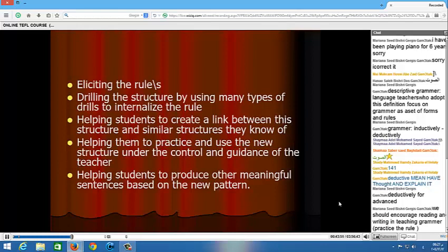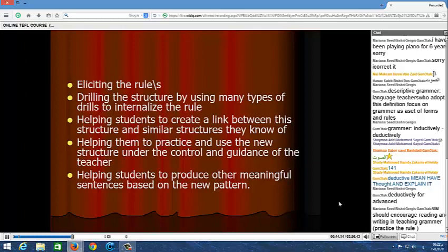So this classification or this isolation of the different language skills is rather artificial. Drilling the structure by using many types of drills to internalize the rule, to understand the rule well, to keep it in mind, to make sure that you understand it and you use it in your own language.